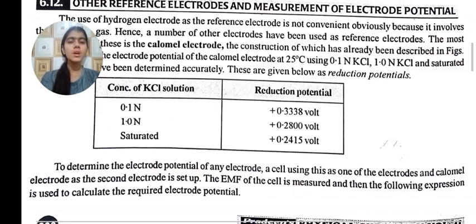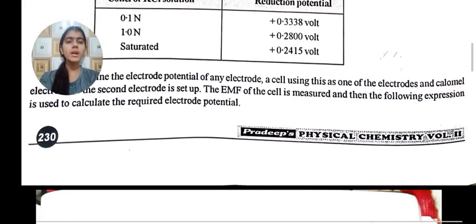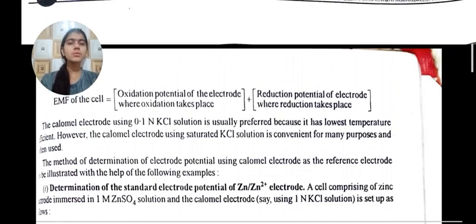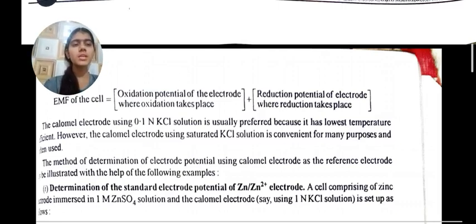To determine the electrode potential of any electrode, a cell using this as one of the electrodes and the calomel electrode as the second electrode is set up. The EMF of the cell is measured and then the following expression is used to calculate the required electrode potential. EMF of the cell is equal to the oxidation potential of the electrode where oxidation takes place plus the reduction potential of the electrode where reduction takes place. The calomel electrode using 0.1 normal KCl solution is usually preferred because it has the lowest temperature coefficient.